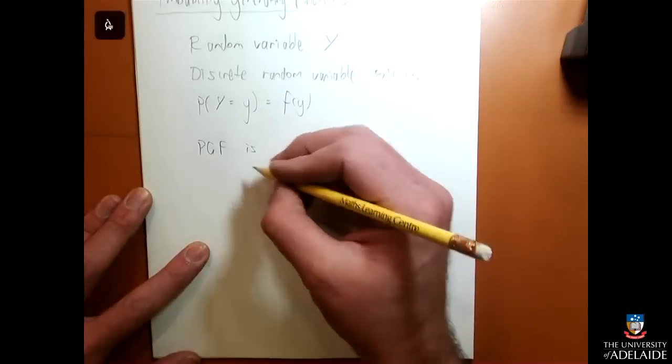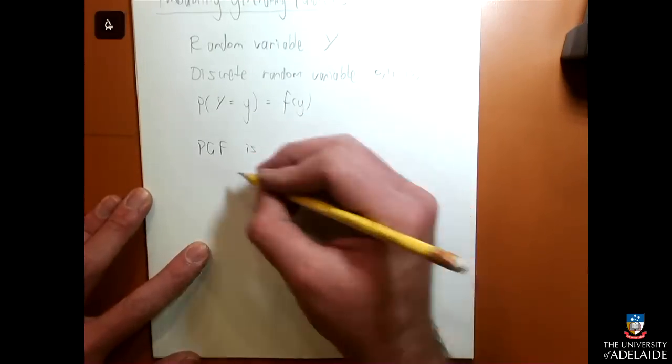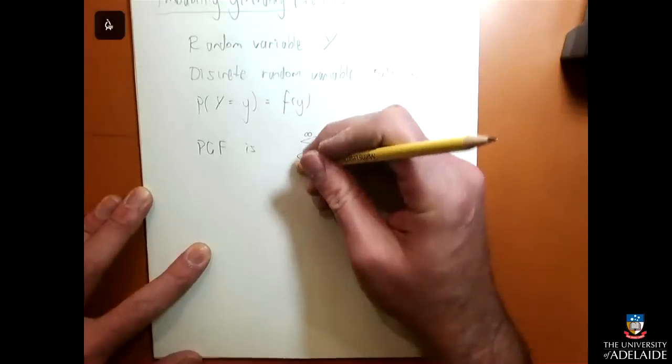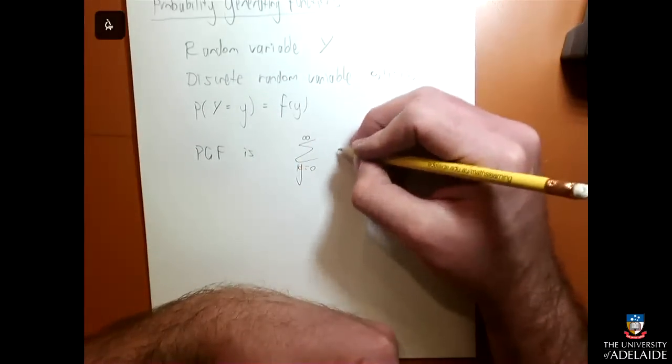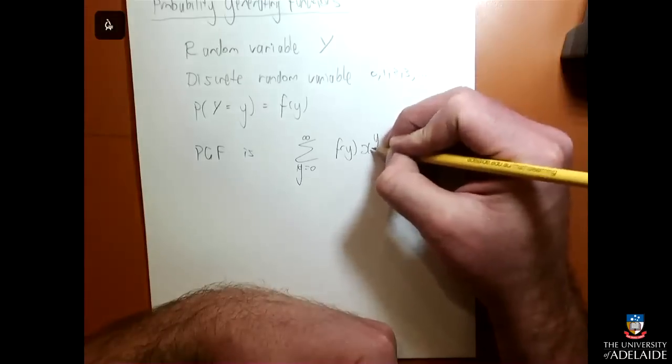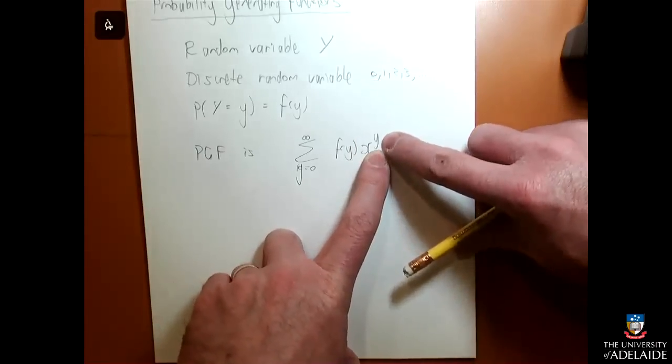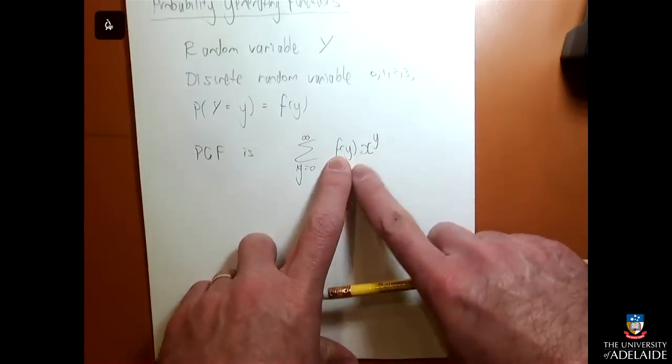So it will be this, like that. Okay, so each number that the y could possibly be goes in the power, and the probability of being that y goes as the coefficient.